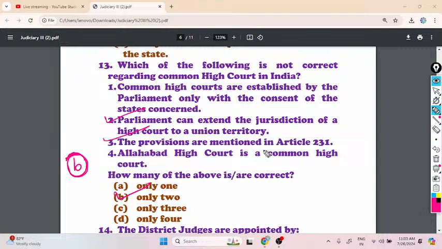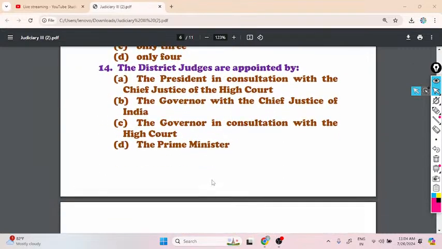That is the thing. B. So only 2 statements are correct and the remaining 2 are incorrect. Question 14. The district judges are appointed by whom? The President in consultation with the Chief Justice of the High Court? No. The Governor with the Chief Justice of India? No. The Governor in consultation with the High Court. C.